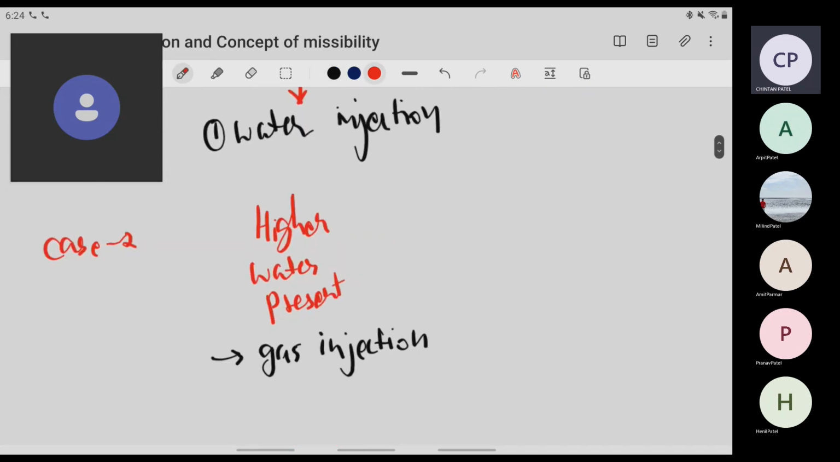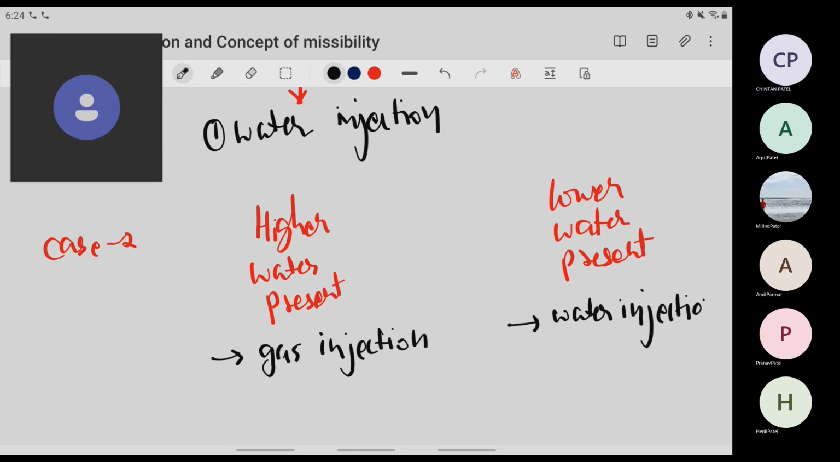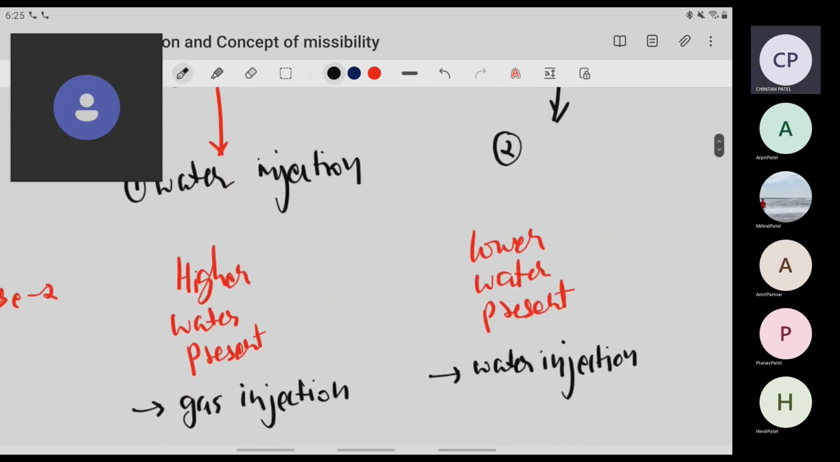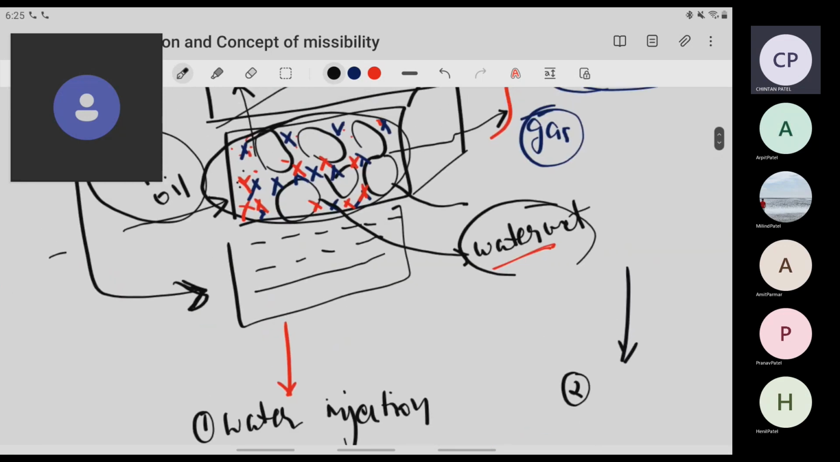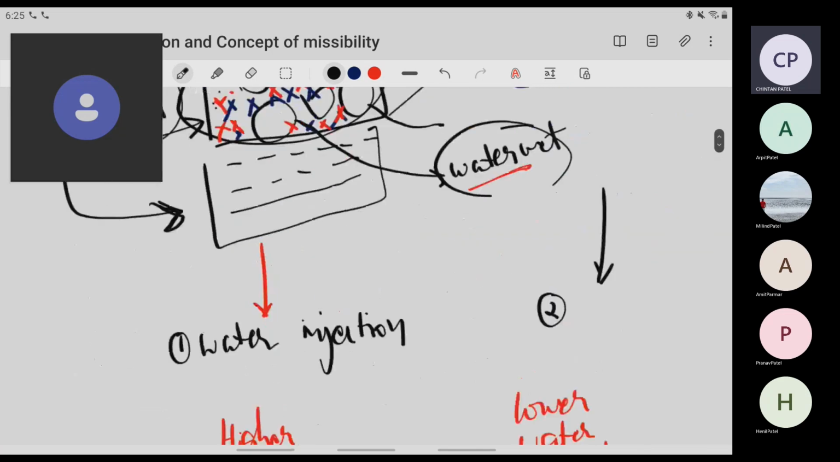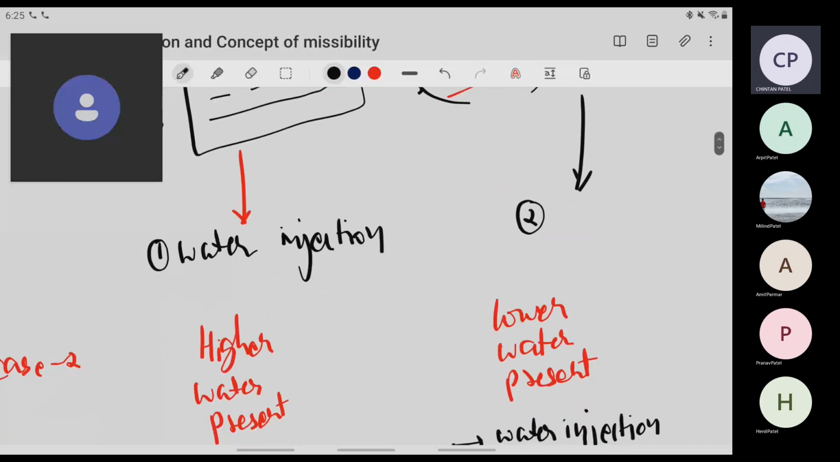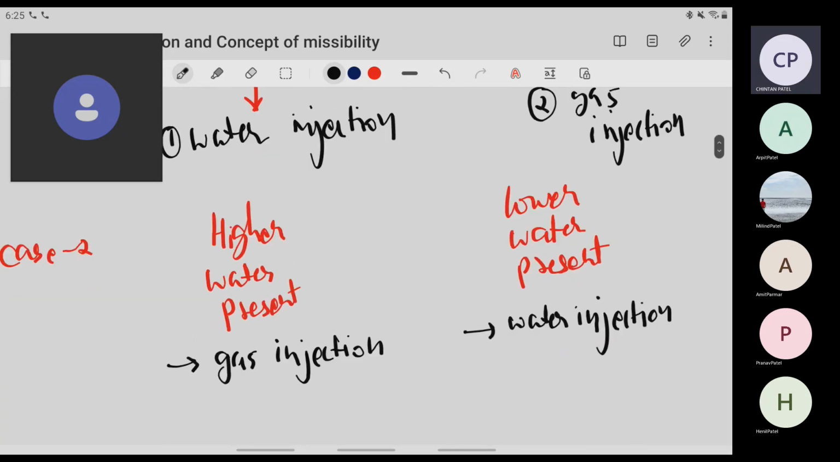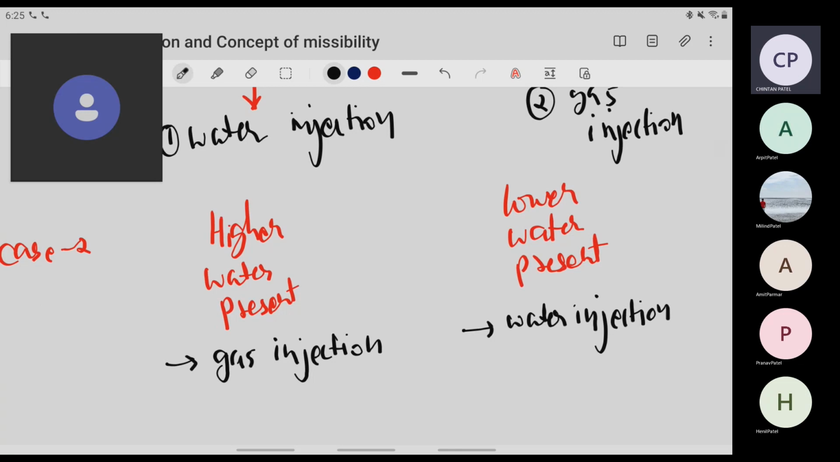And let's suppose if water is low, then we can say water injection is more recoverable. And here we can say, in another case with higher water present, it can break through early. The same applies when higher gas is present and we are injecting the gas: the gas can break through, and breakthrough is nothing but whatever we are injecting starting to produce. Okay, so is it clear up to here, or any question with this?